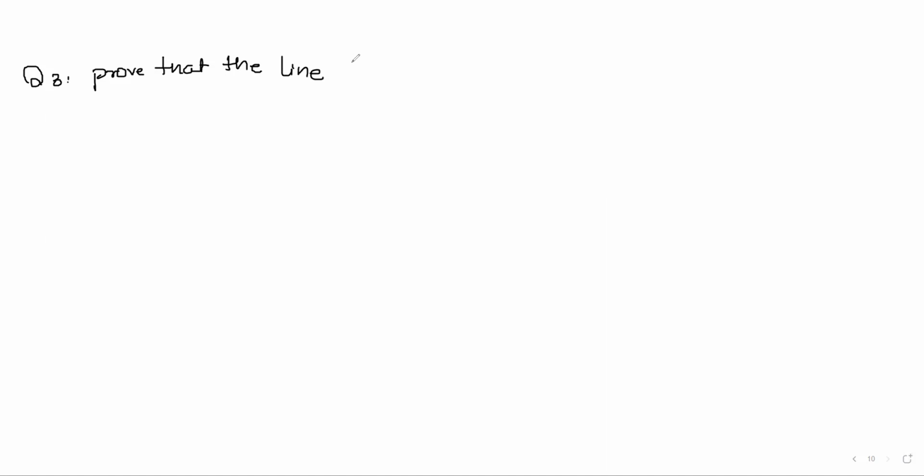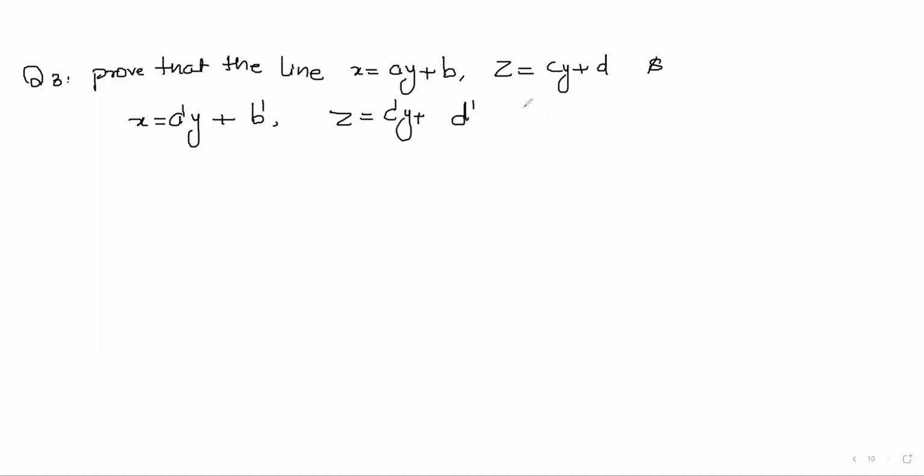Please try this question. Prove that the lines x is equal to ay plus b, z is equal to cy plus d, and x is equal to a dash y plus b dash, z is equal to c dash y plus d dash are perpendicular if a a dash plus c c dash plus 1 is equal to 0. Please try this one.